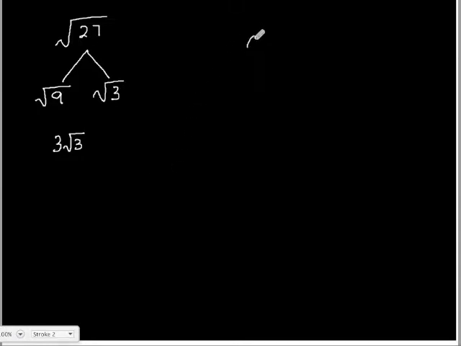To simplify root 12, I would choose to use a root 4 and a root 3 because I can simplify root 4 as 2, giving 2 root 3. I will not do 6 and a 2. Neither 6 nor 2 is a perfect square.